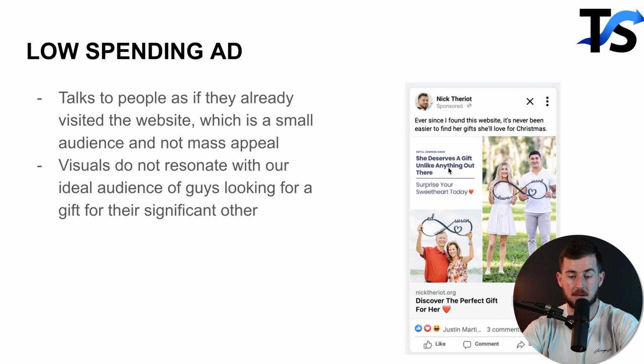Visuals. So we're targeting men with this particular ad, trying to get men to buy for their girlfriends. And this just doesn't really grab the attention of our target audience. How do I know that? Because it's not getting the spend. If it had a lot of mass appeal with men, then they'd be more likely to purchase from this ad, and we would also see a much lower frequency.